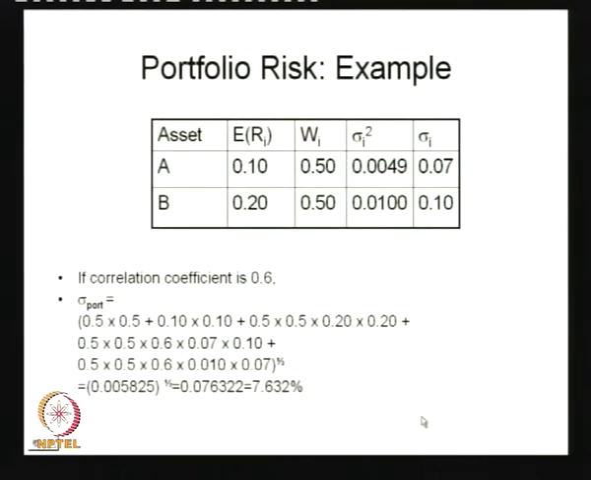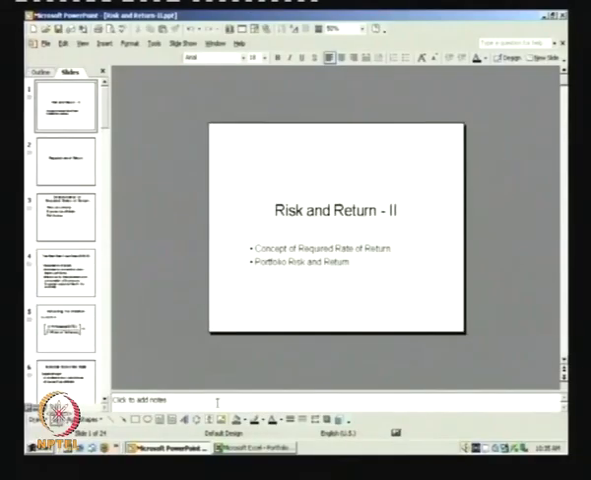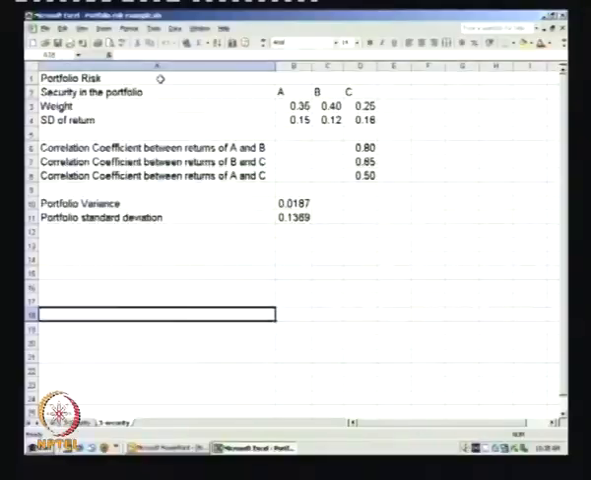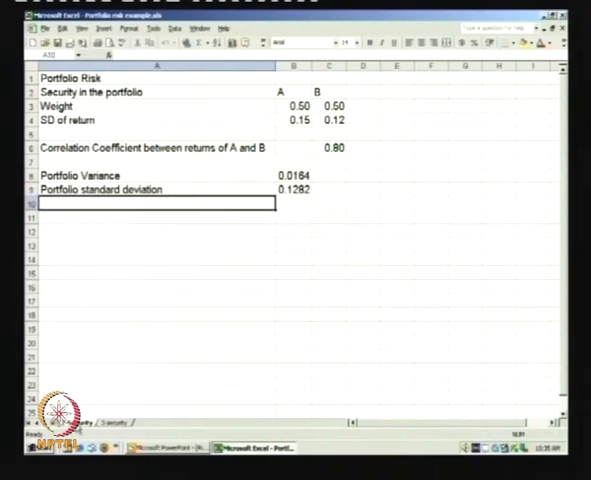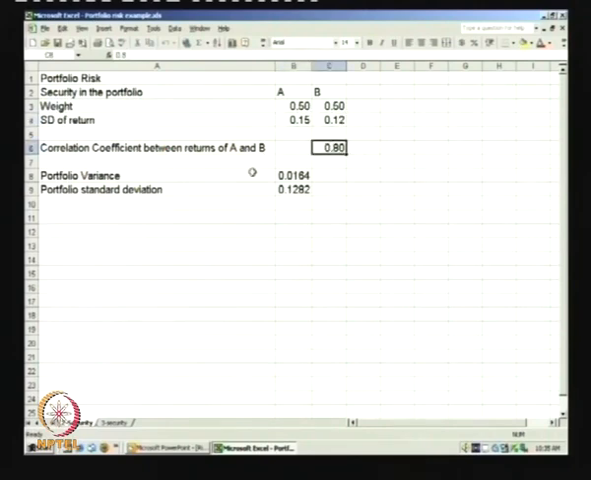If you go to the equation, what we have done is taken 0.6 as the correlation coefficient, and 0.6 into 0.07 and 0.10 gives the covariance between 1 and 2, as well as 2 and 1. If you go further we will get a simpler Excel sheet. In this case we are calculating portfolio risk in a 2 security portfolio. There are A and B, the weights are 0.5 and 0.5, the standard deviation of returns is 0.15 and 0.12, and the correlation is 0.80. So, portfolio variance by applying the formula is 0.0164 and standard deviation is 0.1282.